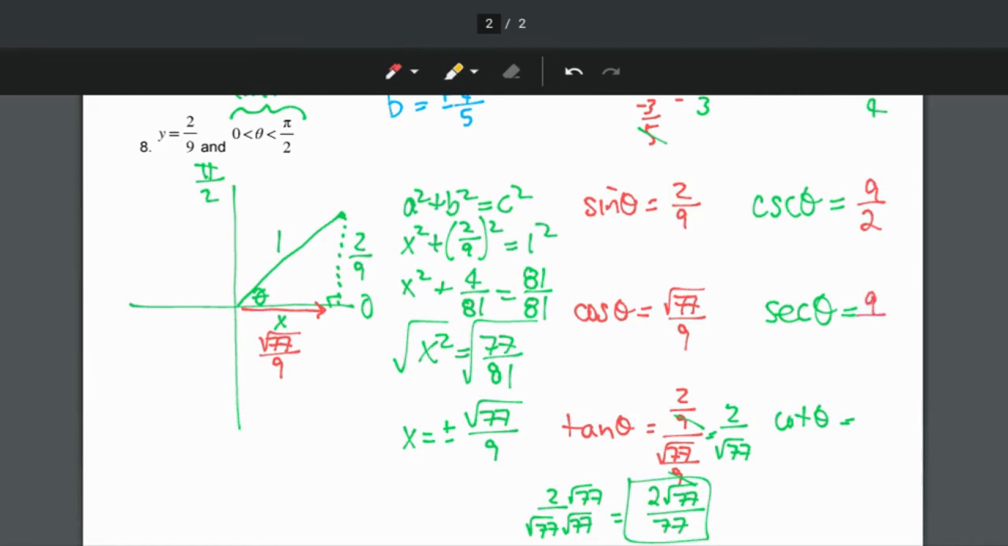Now, I do need to rationalize in some cases. For example, secant will be 9√77/77. For cotangent, I'm going to take the reciprocal of 2/√77, so I get √77/2.